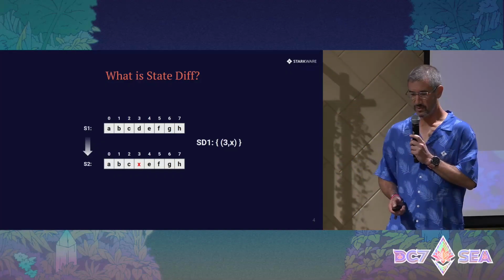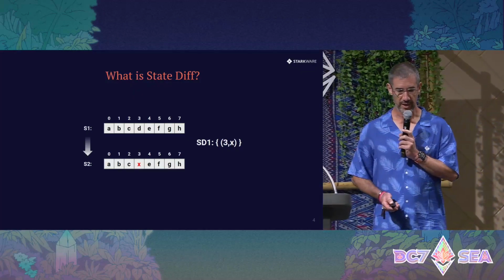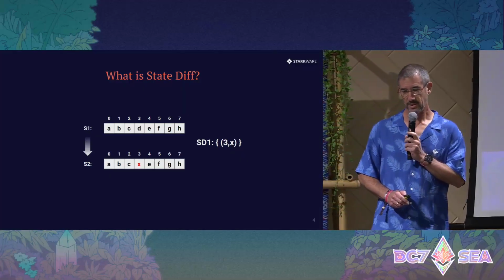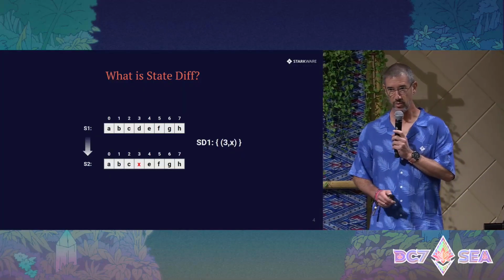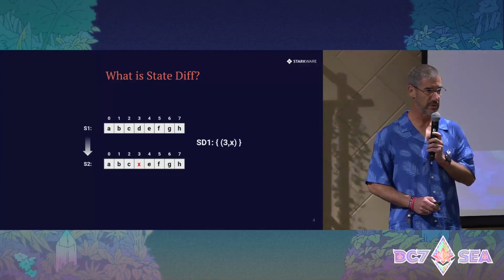So a state diff is basically just the locations in the state that have changed and their values. So in this simple example, D has been changed into X. So the state diff of the transition from state 1 to state 2 is just a single element, change location 3 to value X.